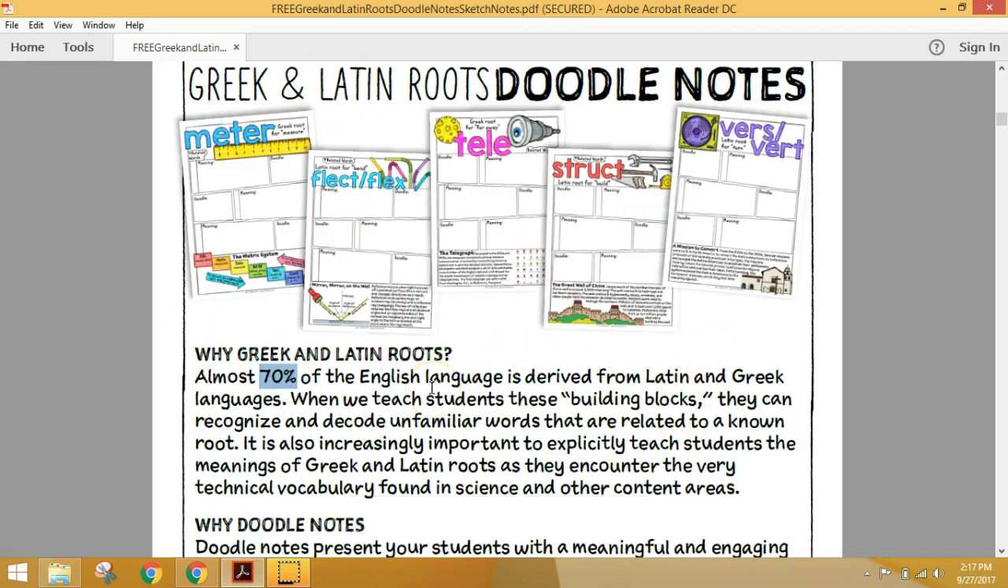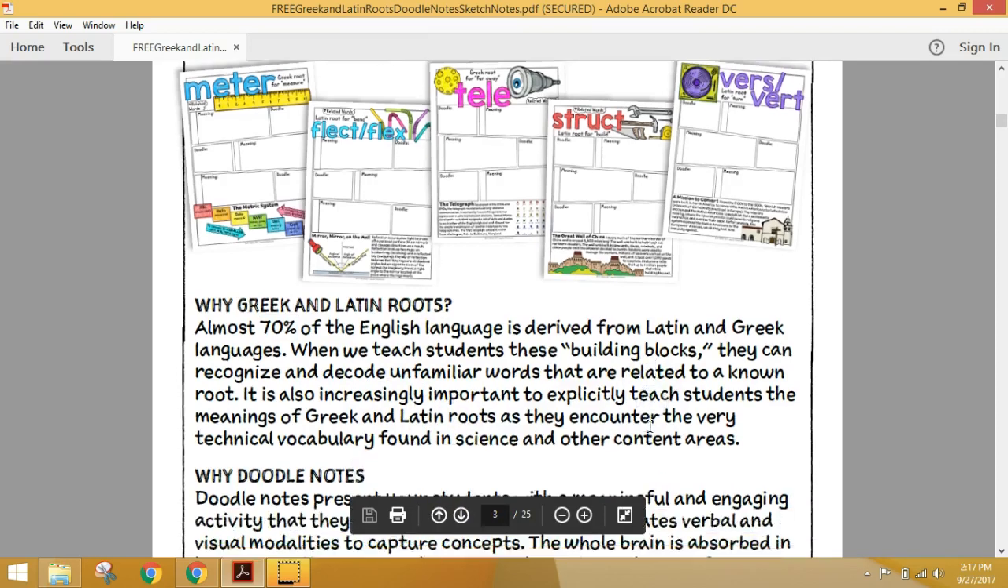So if you know the Greek roots, whenever you find a word in a book or in an article that you don't know, and if they have any of these roots, you can kind of guess as to what the word means. Also, knowing these Greek and Latin roots will help you in science and other classes like that.